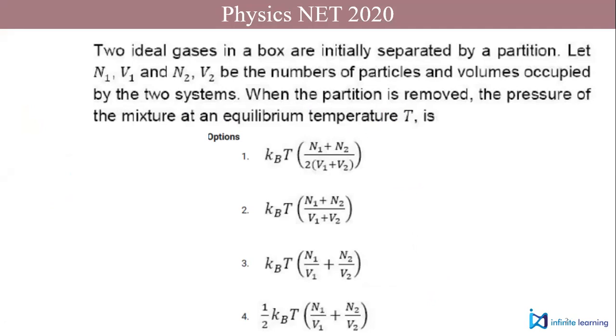So let's see the question properly. It says two ideal gases in a box are initially separated by a partition: N1, V1 and N2, V2. And the partition is removed. What will be the pressure of the mixture at equilibrium temperature, capital T?